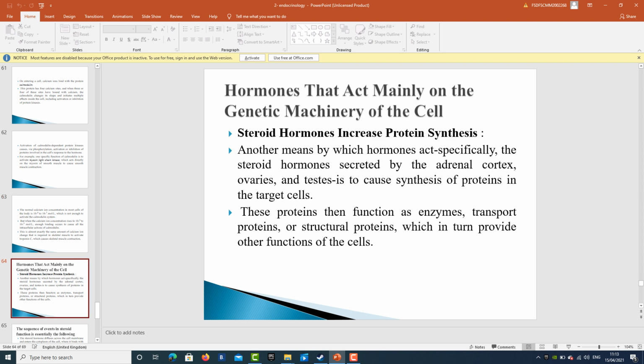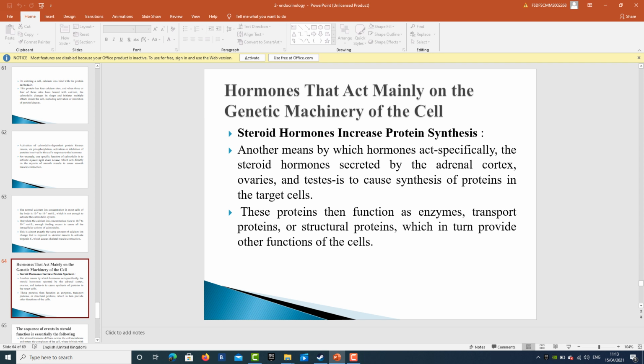Then, last but not the least, we should be knowing about the hormones which act mainly on the genetic machinery of the cell. And what are they? They are the steroid hormones leading to increased protein synthesis. Another means by which hormones act, specifically the steroid hormones secreted by adrenal cortex, ovaries, and testes, is to cause the synthesis of proteins in the target cells.